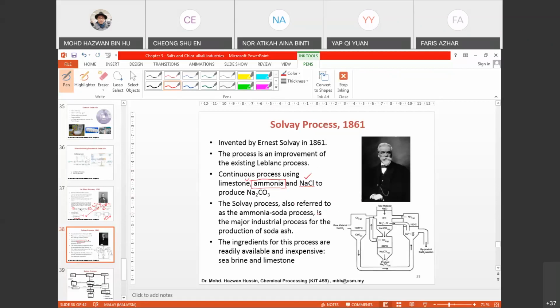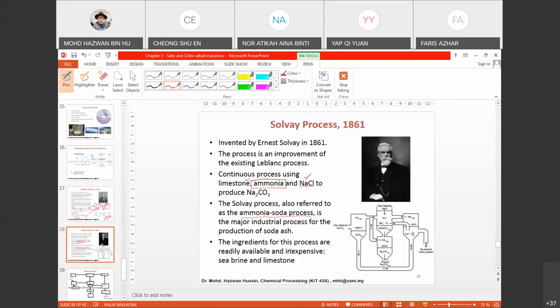Okay, the Solvay process, also referred to as the ammonia soda process, is the major industrial process for the production of soda ash. This is actually the only process that I think people in industry concentrate on for the production of soda ash because it's more environmentally friendly, and I think the byproduct that you produce can be used for other purposes. Okay?